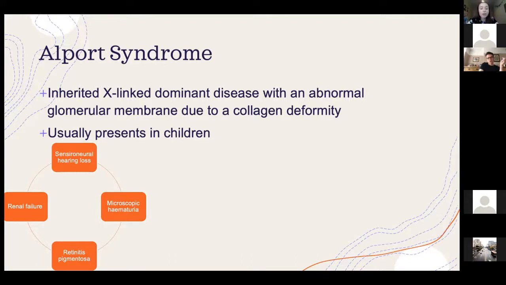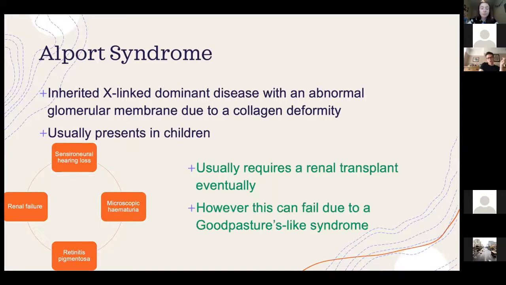And then retinitis pigmentosa is the other typical clinical feature. So you tend to get a bit of a mix of these. You will have a patient who has a history of hearing loss on top of worsening renal failure. Eventually this usually requires a renal transplant, but unfortunately this can fail because the syndrome carries on, and it can end up creating a Goodpasture's-like syndrome, as we talked about on the previous page.